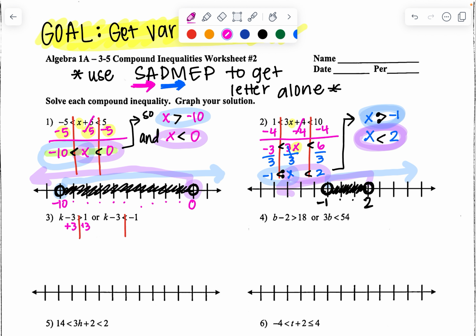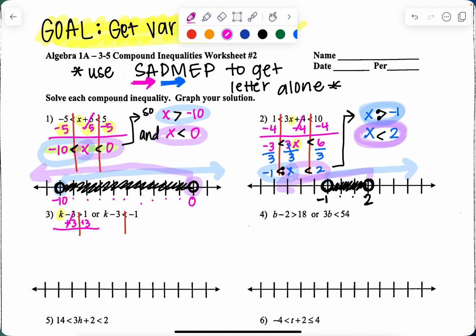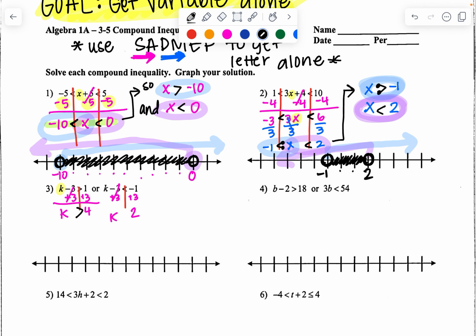So on this first problem, number 3, I can see that k is not really in the middle at this moment, but I need to get k alone. So I'm going to add 3 on both sides. And when I do that, I end up with k is greater than 4. And on the second statement, I'm still going to add 3. Whatever I do to one side, I do to the other. And now I have k is less than 2. Right, if I'm following this.